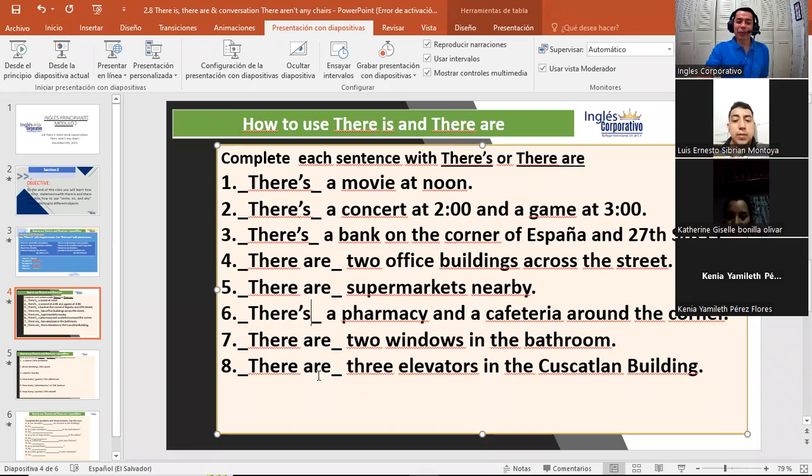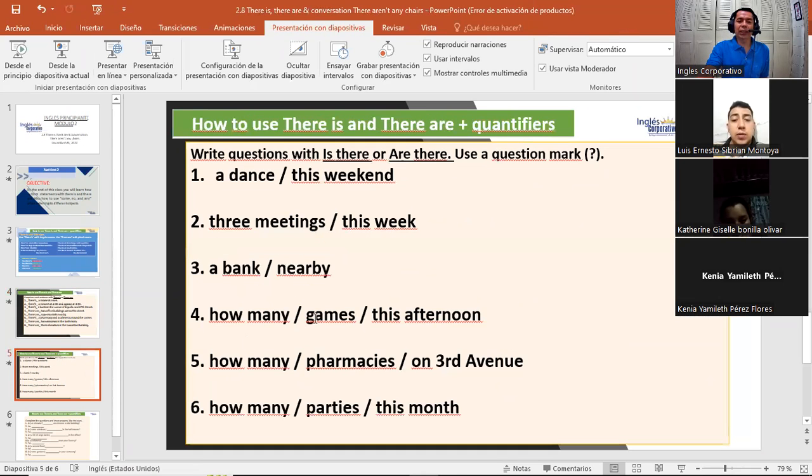Okay, number 8, repeat please. There are three elevators in the Cuscatlán building. Bueno, yo nunca he subido a la Torre Cuscatlán, pero me imagino que sí debe haber varios elevadores, ¿sí? Okay, good. Now let's continue, class. Let's continue with the next exercise. It says, is there or are there?